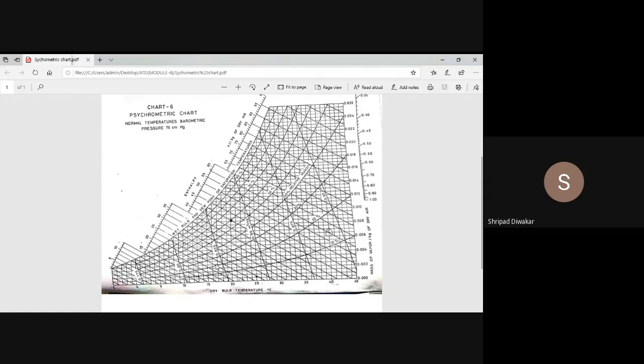So wherever your point is, you see the curves here. This is one curve, second, third, fourth, fifth, sixth curves. These curves are called relative humidity lines. And the point I'm getting at 10 degree WBT and 20 degree DBT, the humidity line is very near to 20%. Then you write the relative humidity as 20%.